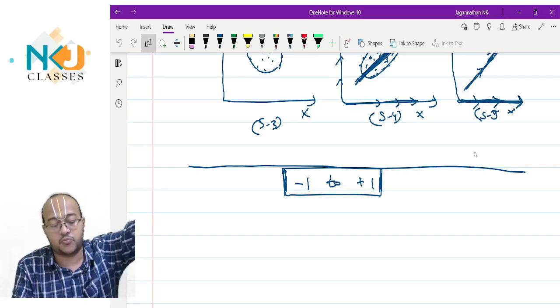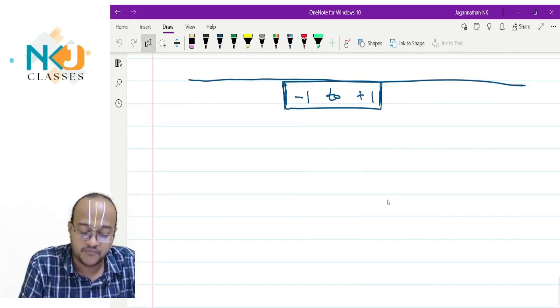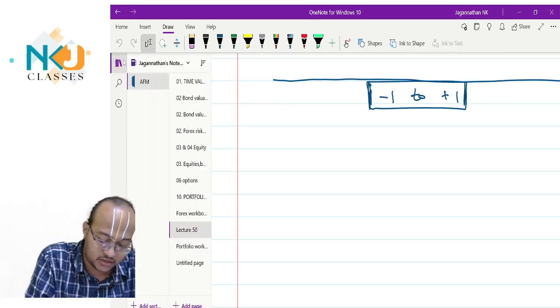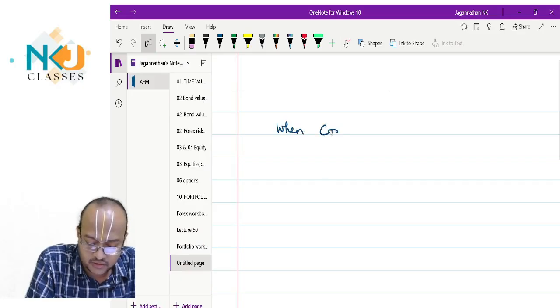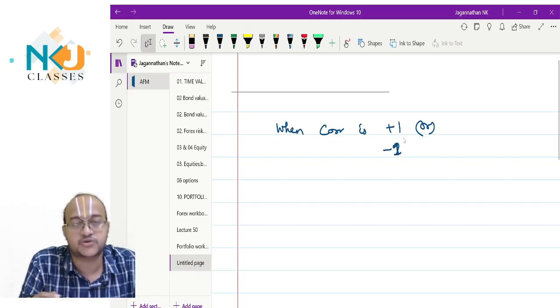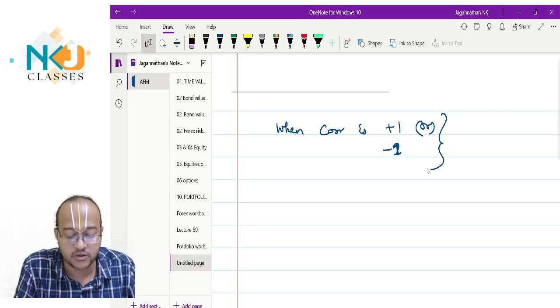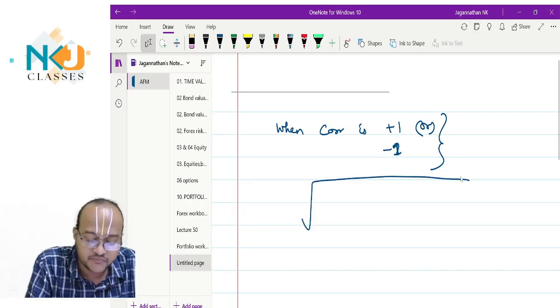Shall we proceed? 2 more points I wanted to add in this segment, then we will quickly start solving questions in this regard. When the correlation is perfectly positive or perfectly negative, perfectly negative being -1, perfectly positive meaning +1, in both these scenarios, what will happen? See, very simple. In these cases, what is our formula? Portfolio risk is equal to, what will be the formula?